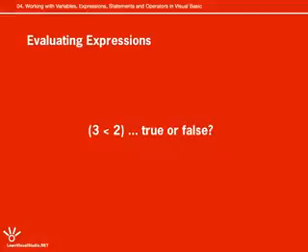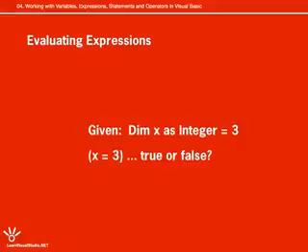Okay, the first one, 3 is less than 2. Is that true or false? Obviously, that's false. Let's do the opposite. 3 is greater than 2. Is that expression true or false? It's true. Okay, so let's go on to a little bit of a harder case. Dim x As Integer equal to 3. x = 3. Is that true or false? Well, obviously, that is true.